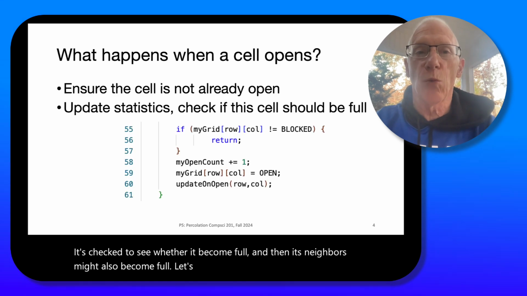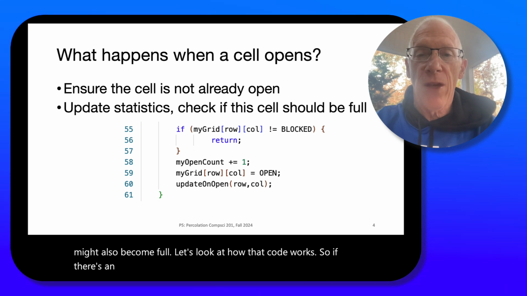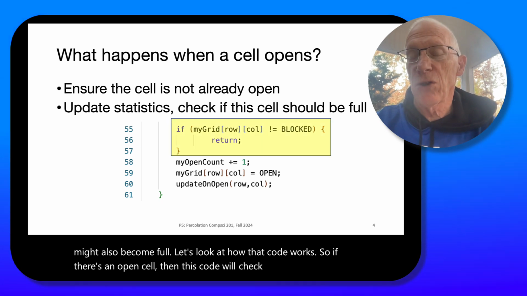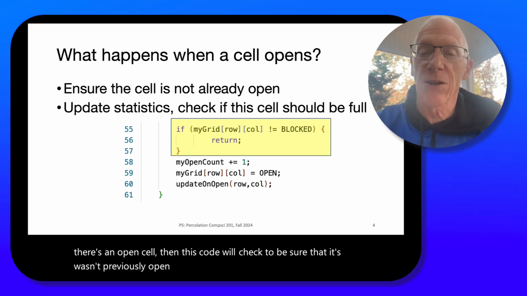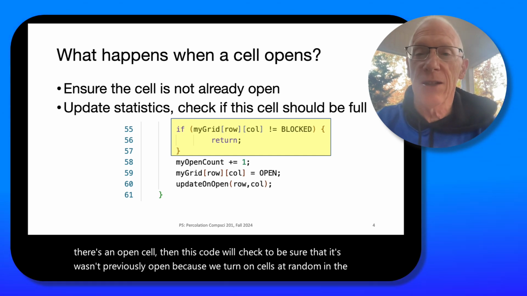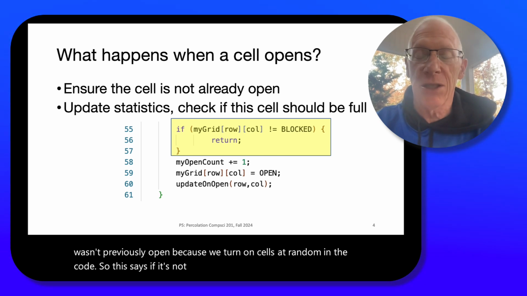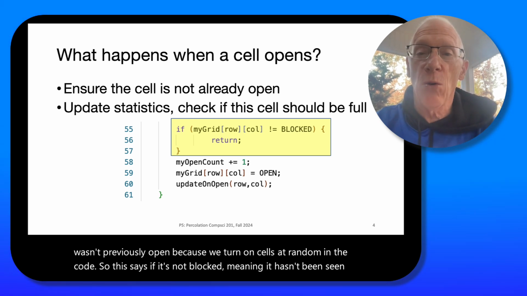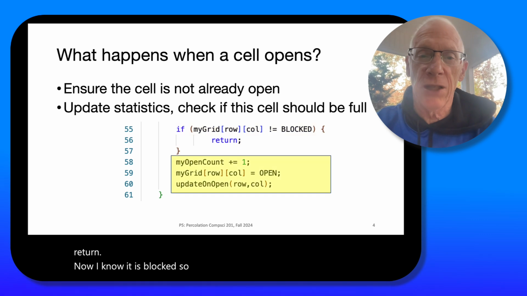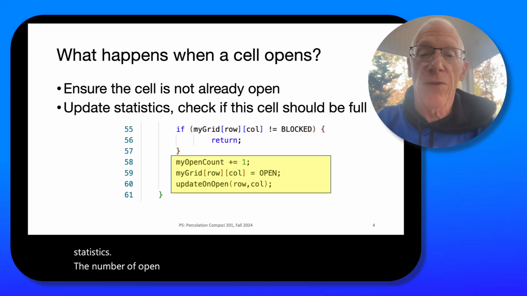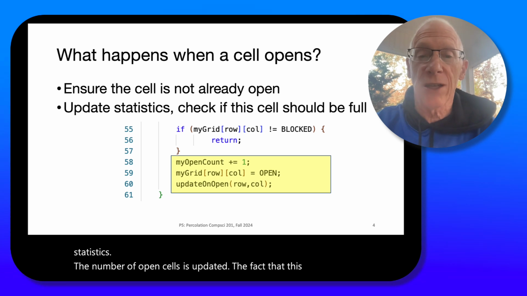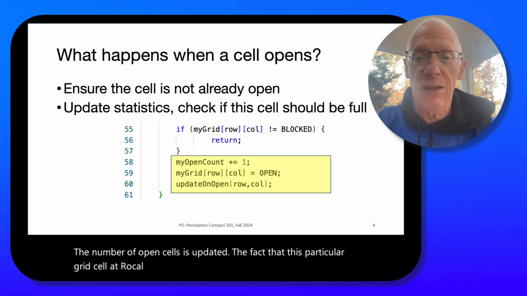Let's look at how that code works. If there's an open cell, then this code will check to be sure that it wasn't previously open, because we turn on cells at random in the code. So this says, if it's not blocked, meaning it hasn't been seen, return. Now I know it is blocked, so the code proceeds and it just updates statistics. The number of open cells is updated. The fact that this particular grid cell at row col is updated, and the update on open method is called.